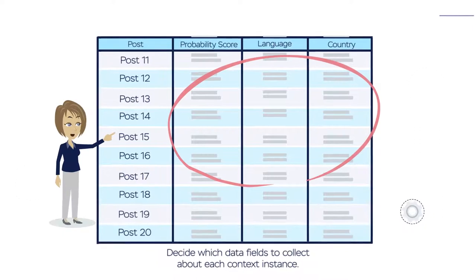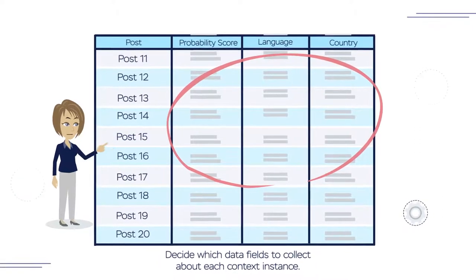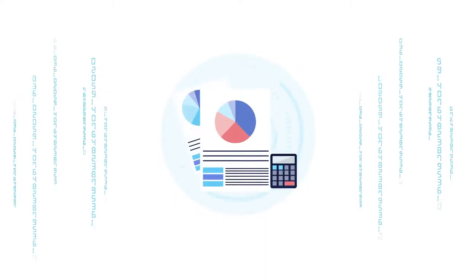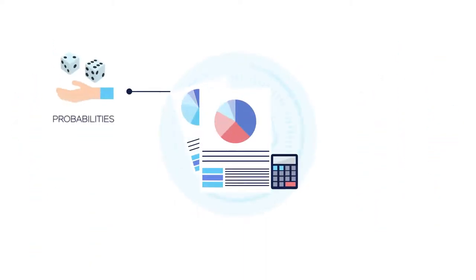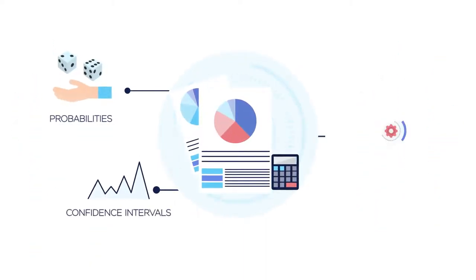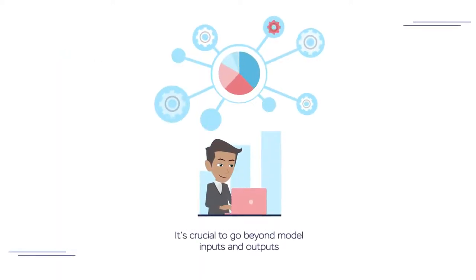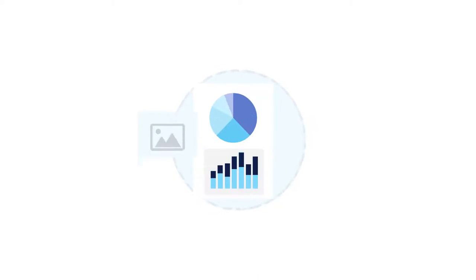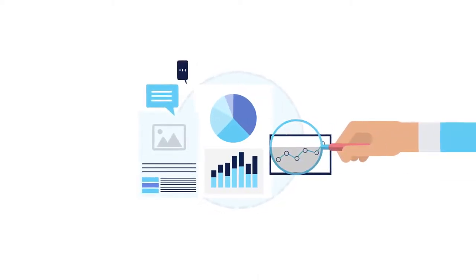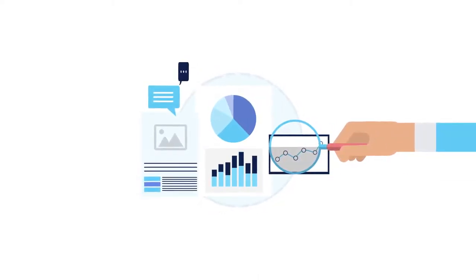Next, decide which data fields to collect about each context instance. These could be feature values, calculated outputs such as probabilities or confidence intervals, or metadata such as model version. It's crucial to go beyond model inputs and outputs to make sure you don't miss out on important dimensions along which to assess your model's performance.